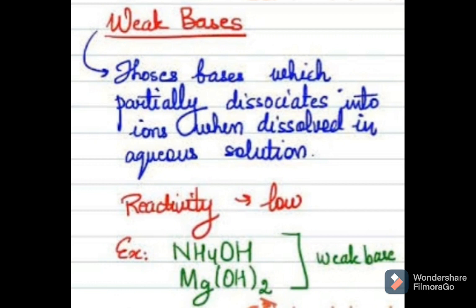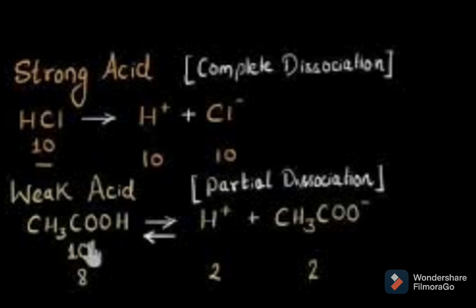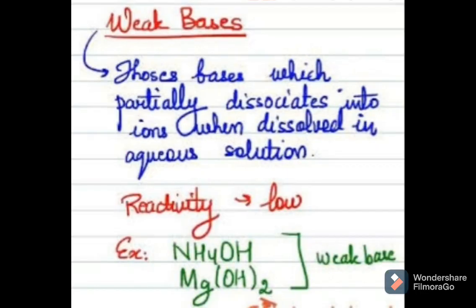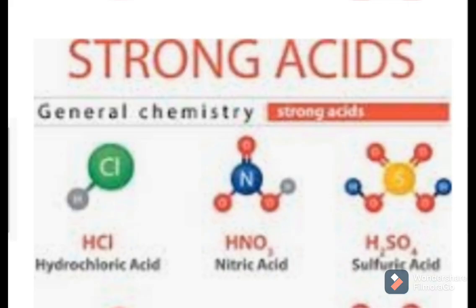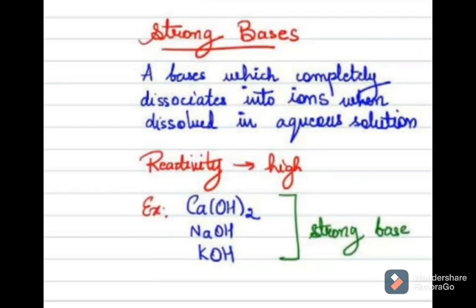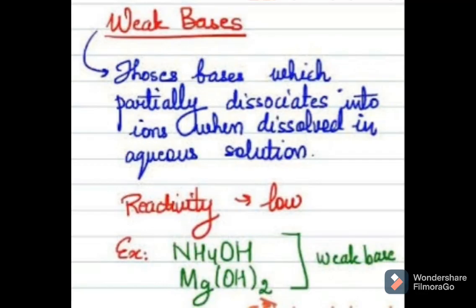So today we have discussed strong acid, weak acid, strong base and weak base. Students, just remember two examples of each. Strong acids: hydrochloric acid, sulfuric acid, nitric acid. Then weak acids: formic acid, malic acid, then tartaric acid. These are the examples of weak acids. Okay, and strong bases: sodium hydroxide, potassium hydroxide, and weak bases: aluminum hydroxide and ammonium hydroxide. Okay, this much is sufficient for you.